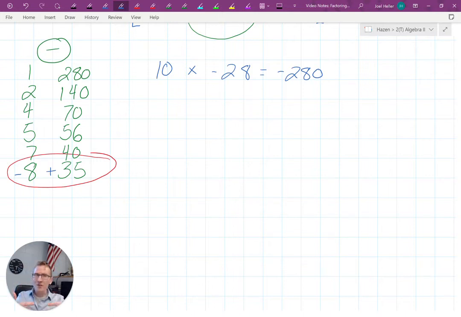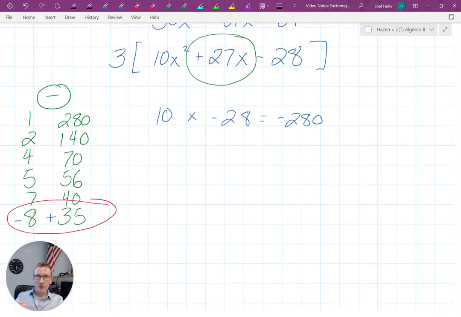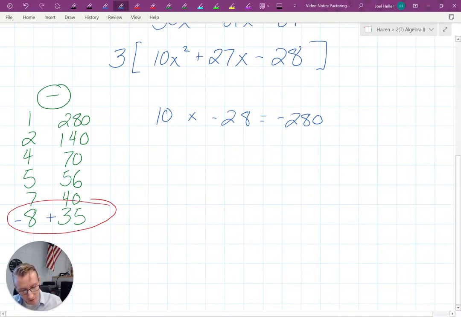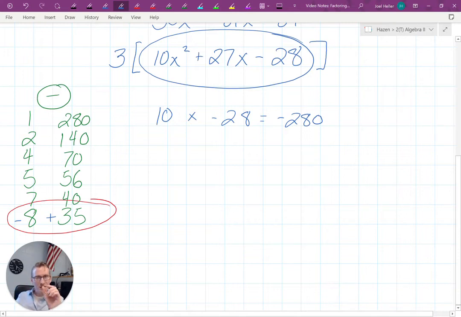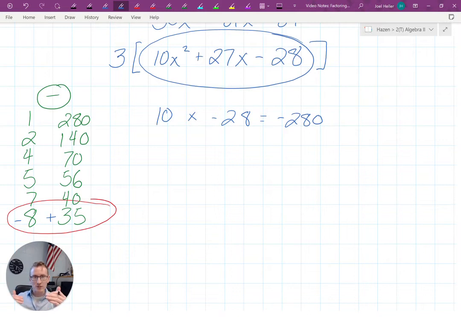Okay, so now that I've identified that factor pair, I could keep going if I wanted to. I could finish listing out the factors of 280, but I don't need to because I already found the factor pair that works. Once I've found that factor pair, I'm going to rewrite my original quadratic right here inside the brackets. Instead of having that middle term be the positive 27x, I'm going to rewrite it using the two factors that I found, the negative 8 and the positive 35.